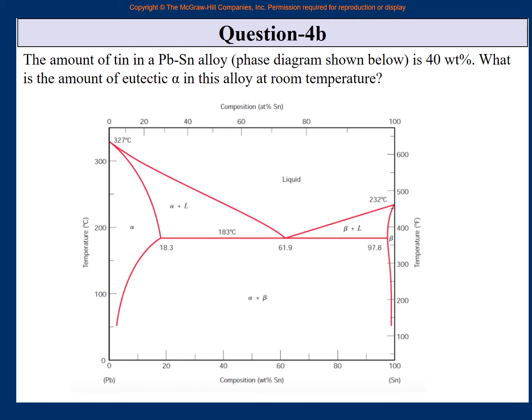You see, you are coming from here: liquid, some alpha, more alpha, more alpha. If you have any temperature here, you draw a horizontal line to find out how much alpha, how much of this. Once you touch this line, the left point is this one, the right point is this one. And if you are just below this, now the left point is here, the right point is here. So just below 183 Celsius, whatever change in the structure is happening has already happened.